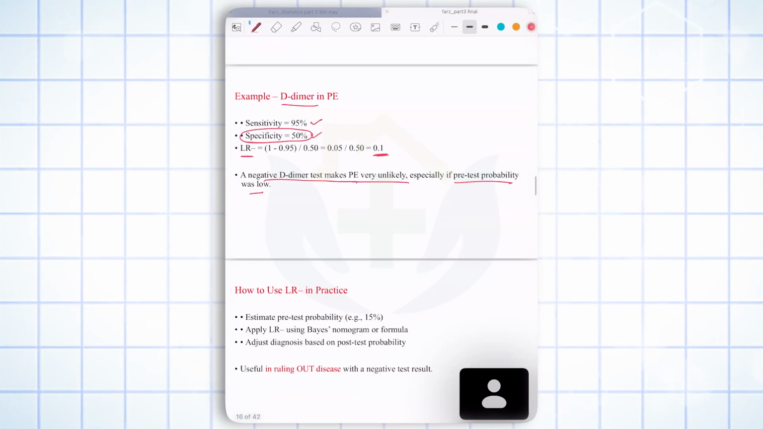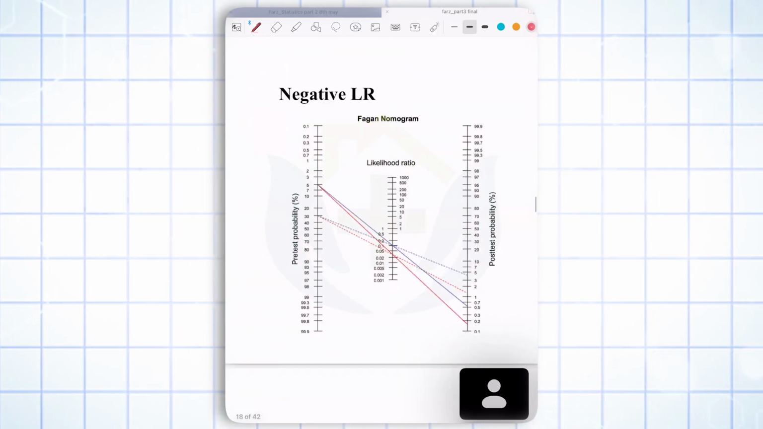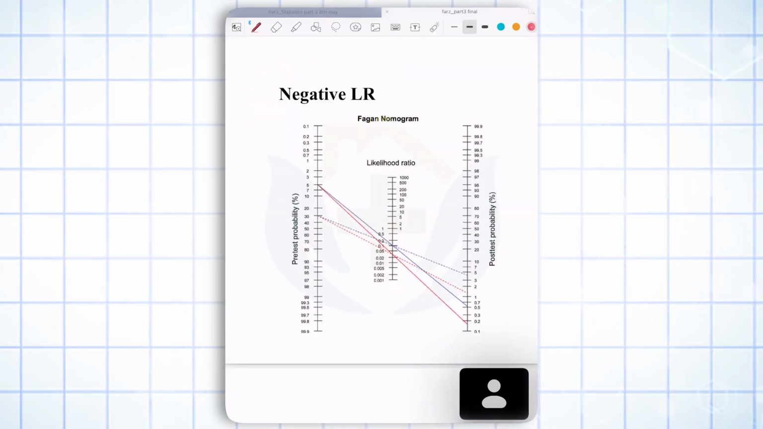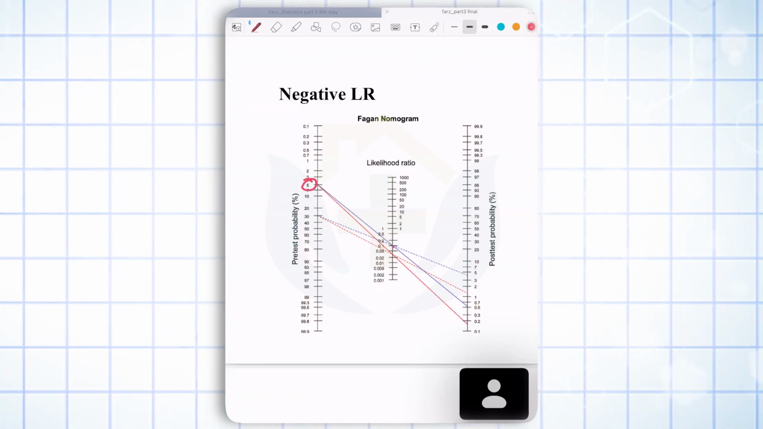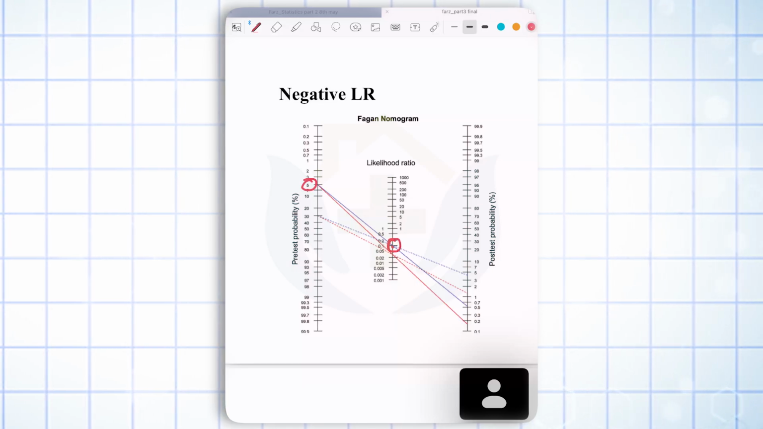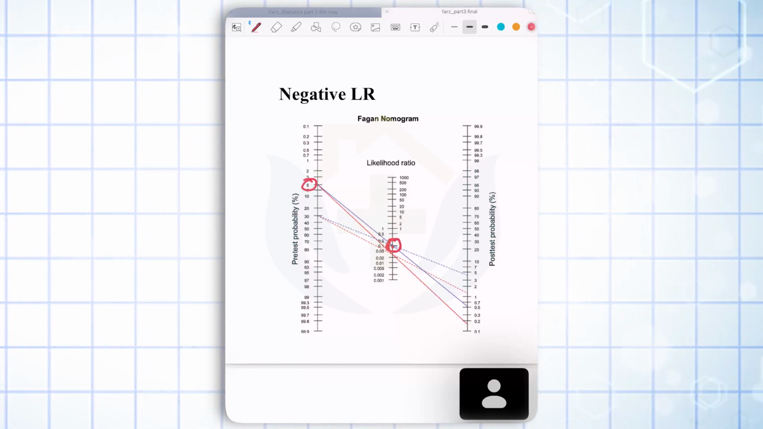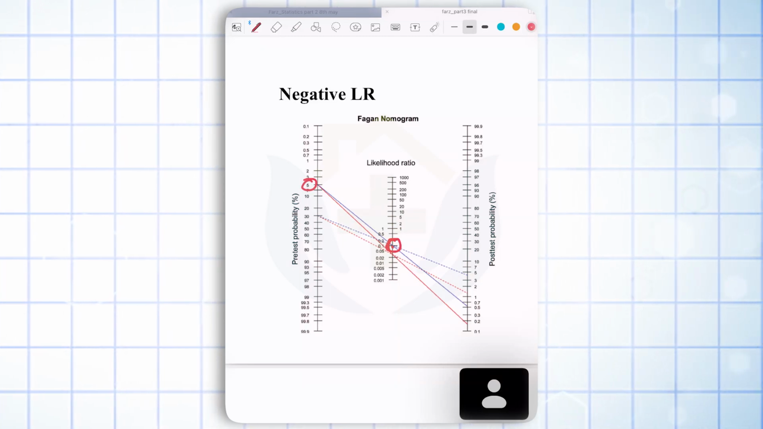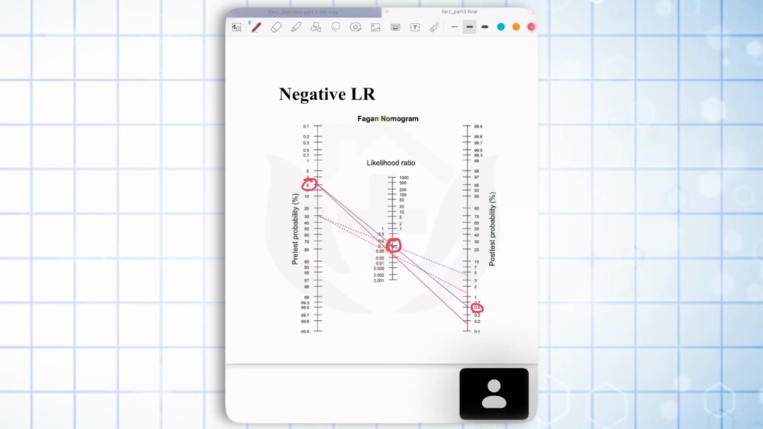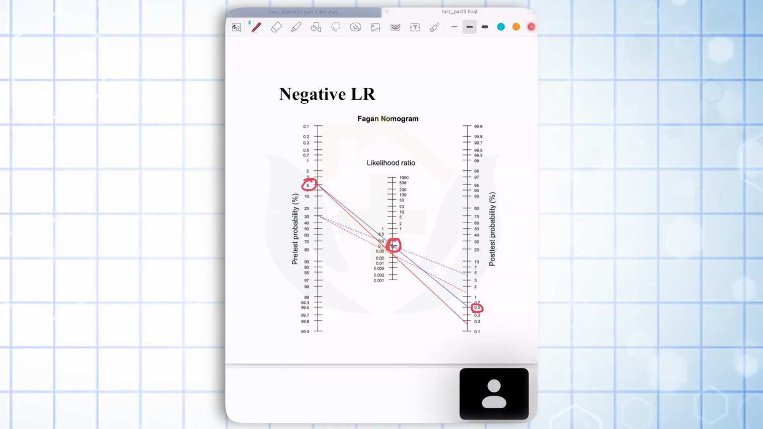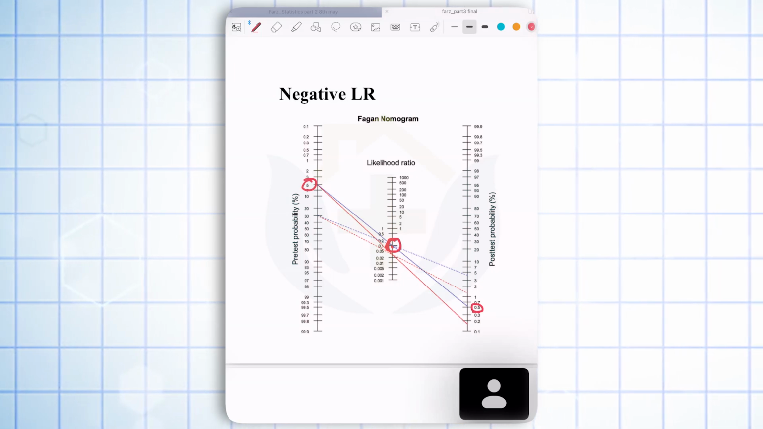So coming to the nomogram, I'm just showing this nomogram again. Let us assume the patient is coming for a DVT scan. The pre-test probability is 5. Now let us assume that the negative likelihood ratio is 0.2. Now the test becomes negative. The post-test probability that the patient will have pulmonary embolism is 0.5. It means that it is 10 times less than the pre-test probability. So this is how you use a negative likelihood ratio and a positive likelihood ratio.